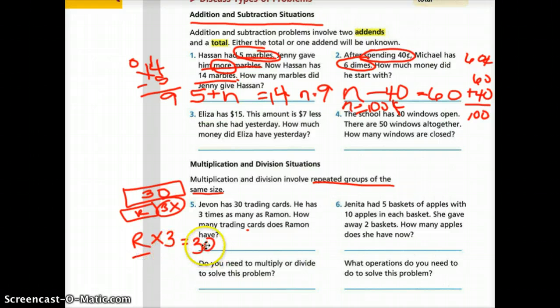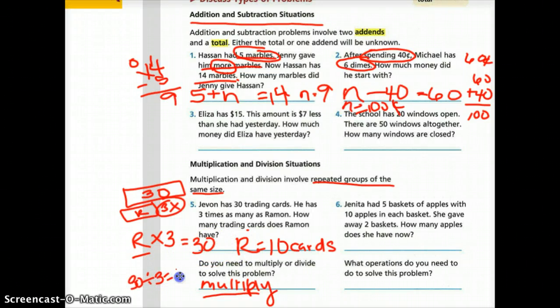What times 3 equals 30? I know 10 times 3 is 30. So Raymond equals 10 cards. Okay. And do you need to multiply or divide? The answer is multiply. Or you could do 30 divided by 3 equals 10 to solve. Okay, do number 6. As soon as you're finished, raise your hand to get a star.